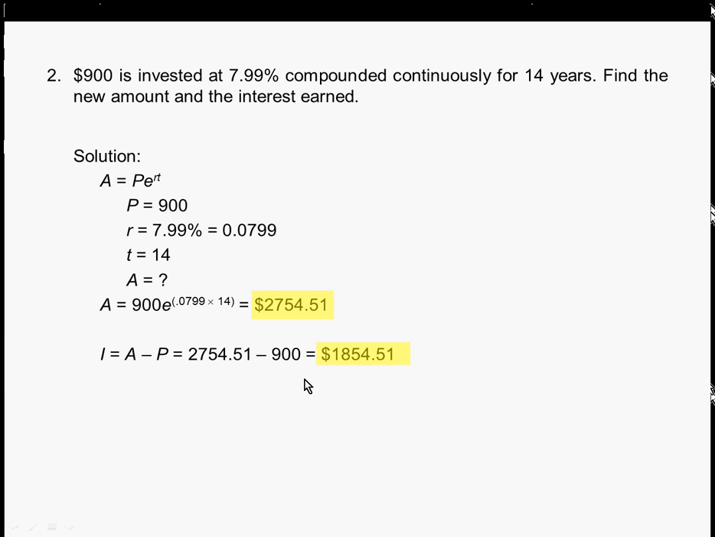Again, when you're doing the problems, usually it's only one or the other. It's either the new amount or the interest earned. When you do the problem, read the problem carefully as to which one you're supposed to be finding. Do not answer too much. Do not answer too little. If you're only asked to give the new amount and you give the new amount and the interest earned, it will be marked wrong. Only answer what you're being asked. Do not answer more. Do not answer less. That's the end of section 5.2.